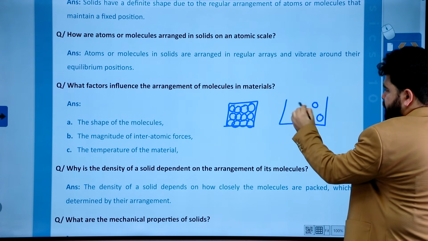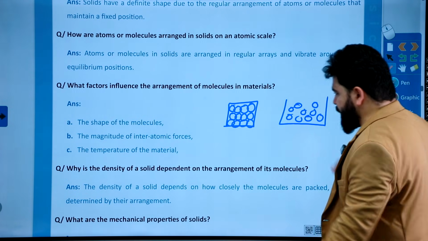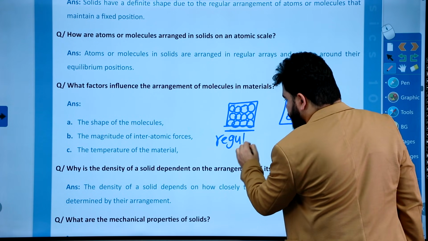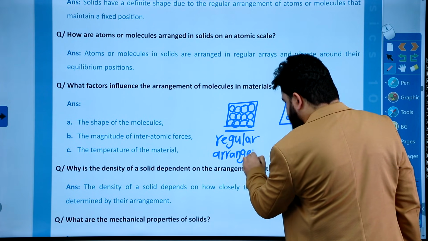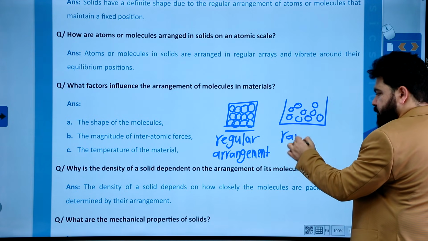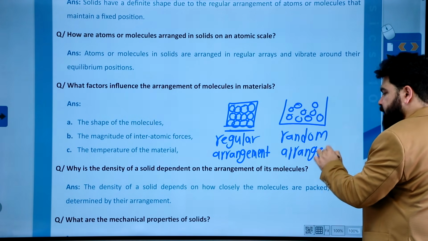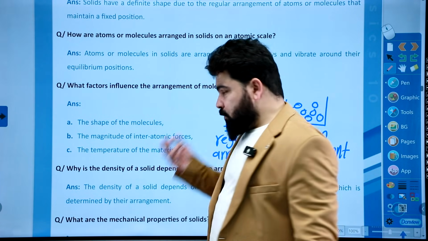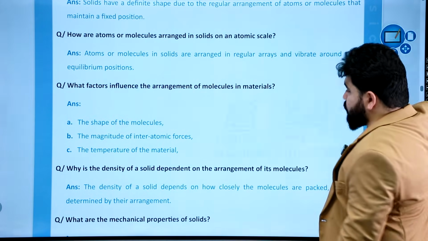Be careful that both of them are close together. But the particles in solid are regularly arranged. So regular arrangement. But particles in liquid are randomly arranged. So random arrangement. Be careful. This random arrangement is going to give the ability to water or to liquid to have no definite shape and to flow too. So this is basically it.